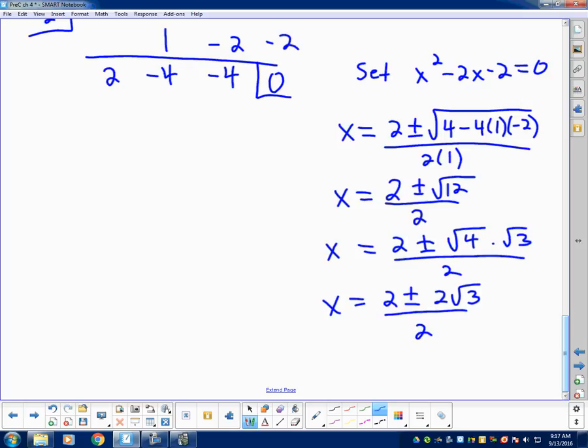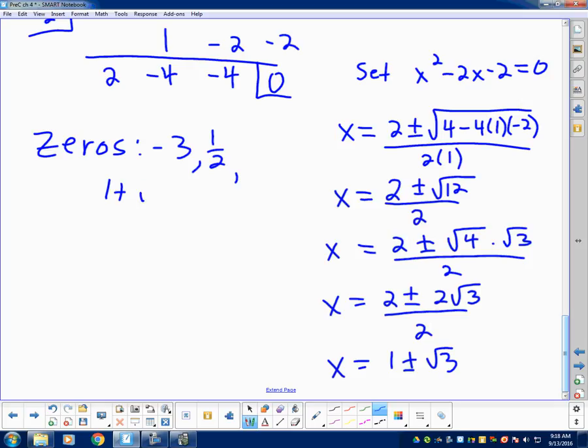I don't know where you're at on simplifying radicals. But the factor that's the biggest perfect square is 4. And so we have final answer, x equals 1 plus or minus root 3. So let's list all the zeros here. The first zero we found was negative 3, right? Second one was positive 1/2. And then we just found 2 more: 1 plus root 3 and 1 minus root 3.